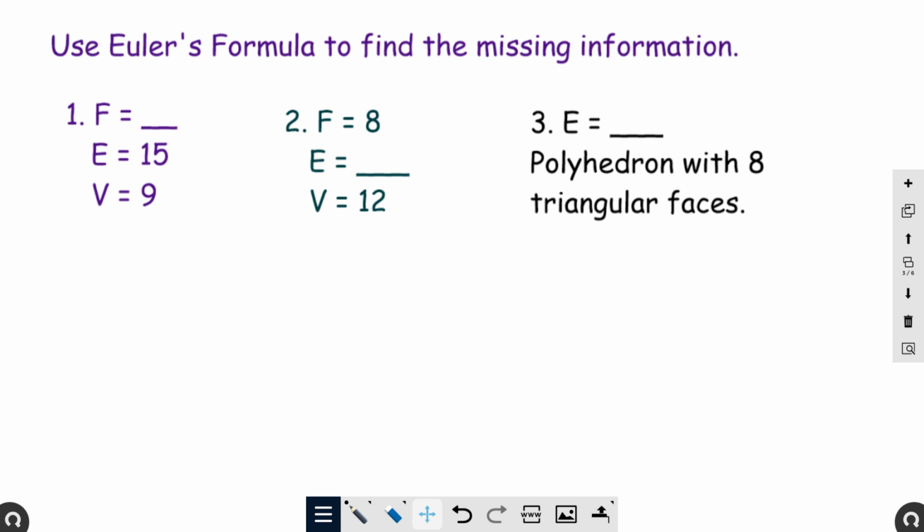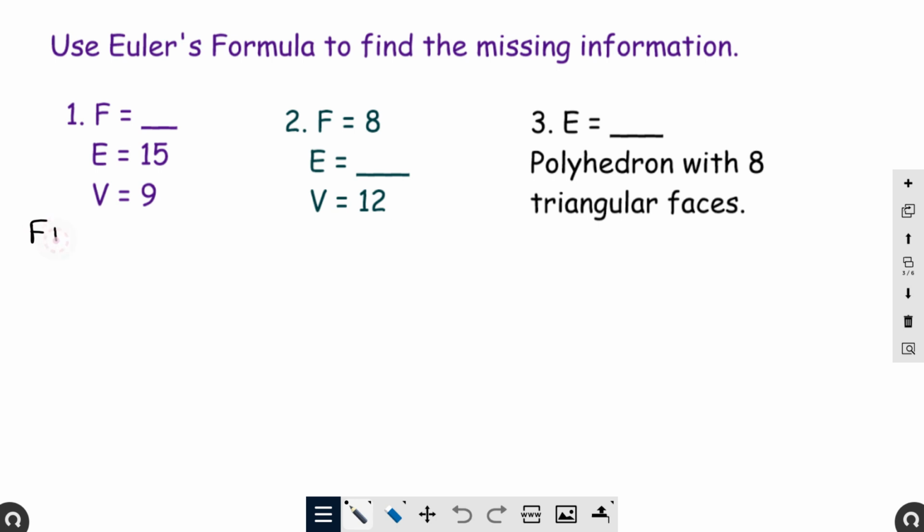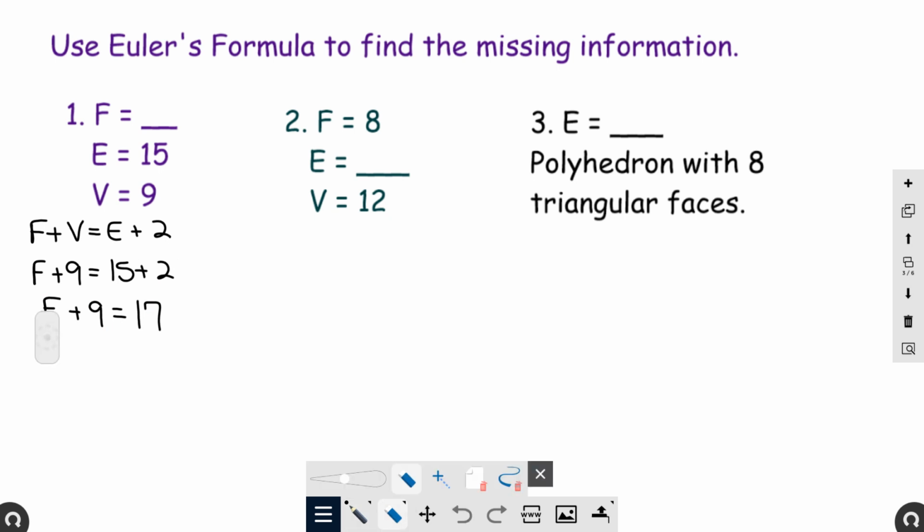All right, so in our first example here, we do not have the faces, but we have the edges and vertices. So just set up your equation. Faces plus vertices equals edges plus 2. So F plus 9 equals 15 plus 2. And then just simplify and solve for F. So F plus 9 would equal 17. And then F would equal 8. And that's how you solve for that piece.